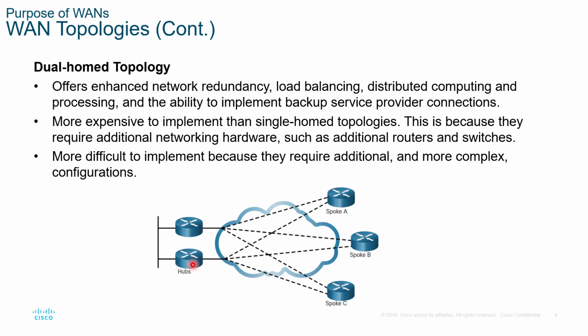The problem, however, with dual-homed, is that it is more difficult to implement because it requires additional and more complex configurations. Expensive as well, because you're connected to two different ISPs. If you are talking in terms of ISPs, you're connected to, okay, let me not confuse dual-homed and multi-homed. With dual-homed is one ISP. So this is one ISP, but with two links.